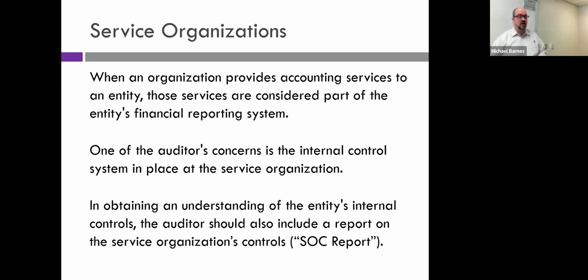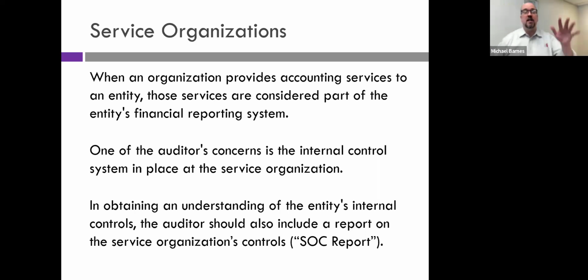So one of the auditor's concerns is the internal control system in place at the service organization. And depending on how important or how prominent that particular service provider is, we are going to obtain an understanding of the entity's internal control by making sure that we include a report on the service organization's controls. This is called a System and Organization Control Report, a SOC report.